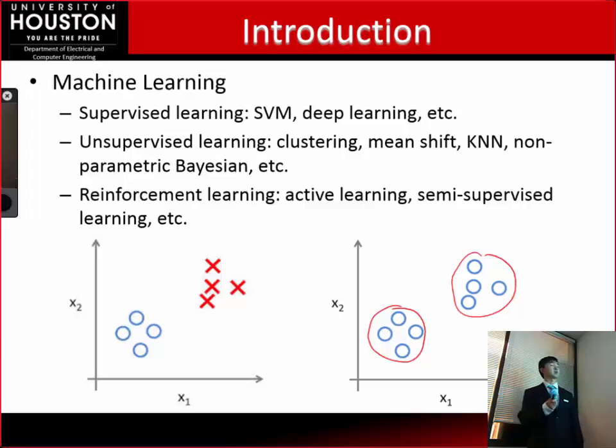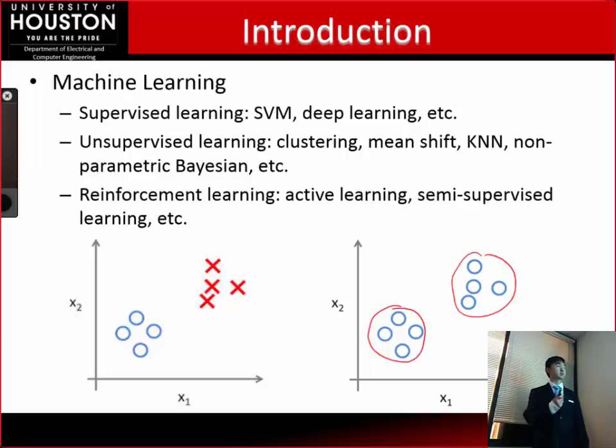It can be categorized into three main classes. First one is referred to as supervised learning, such as SVM, support vector machine, deep learning, and so forth. Second one is referred to as unsupervised learning. It contains clustering, mean shift, KNN, and non-parametric regression, and so forth. The third one is referred to as reinforcement learning. It contains such as active learning, semi-supervised learning, and so forth.